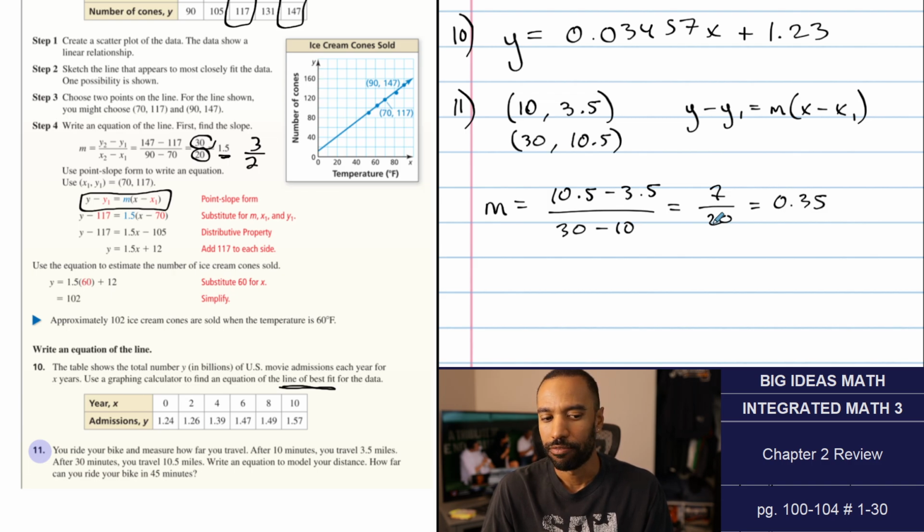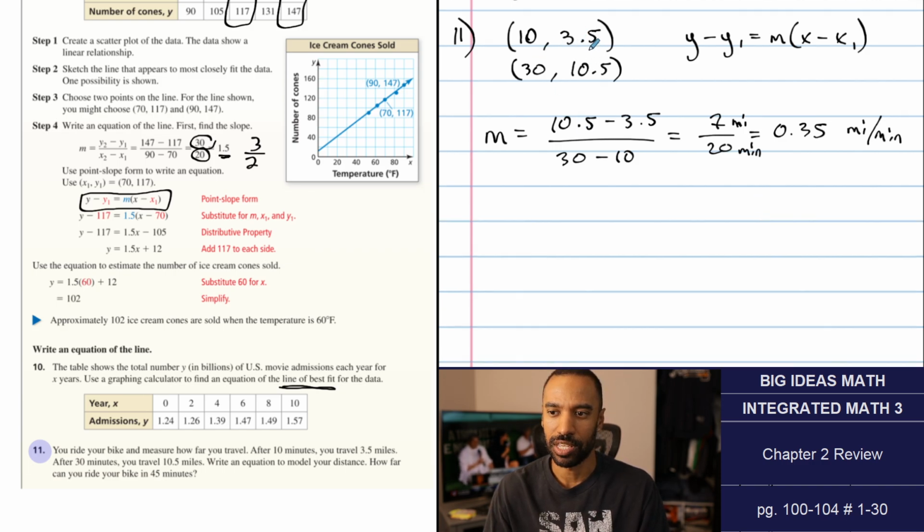0.35 would be 0.35 miles per minute, right? That's the rate. Miles per minute, or 7 miles every 20 minutes. I don't know which one you prefer saying there. Let's use the 0.35, because these have decimals here. My y-intercept might also be a decimal.